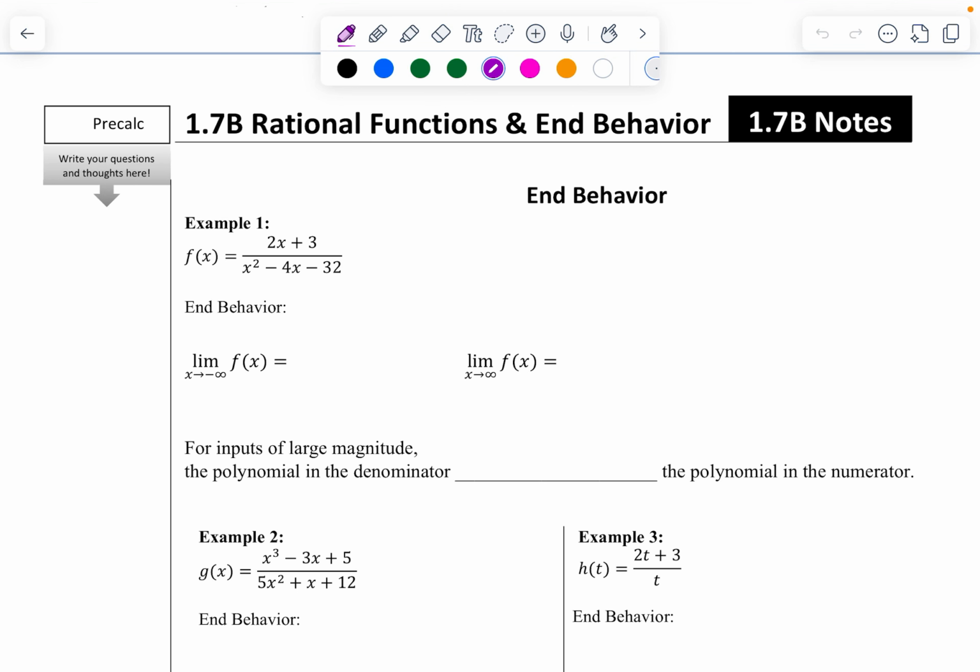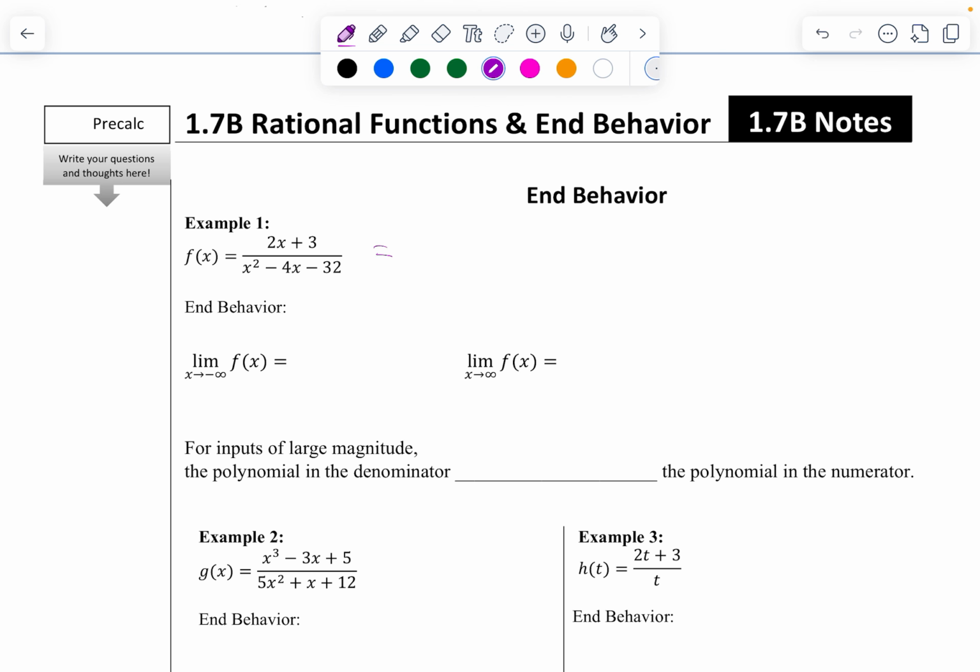Hey everybody, welcome back. We are still talking about rational functions and end behavior, but instead of looking at specific values, we're going to be looking at end behavior in a more conceptual way. Before, we would plug in values and see what was happening as we increased values either to the left or the right.